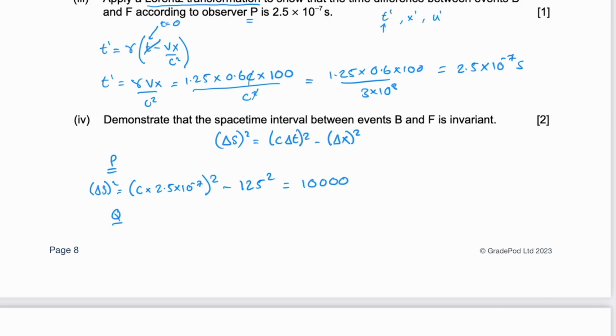Now we're going to do it for Q. Delta s squared equals c times, and the time difference for Q is 0. They happen simultaneously. Minus 100 squared, because that's the length according to Q, and that also gives us 10,000. It's invariant. It's the same.